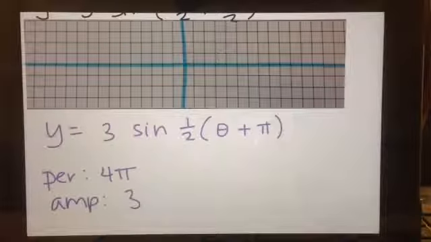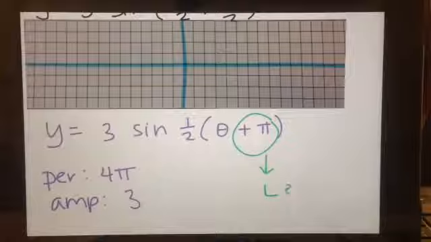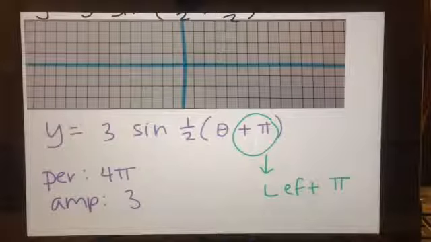So what we're going to do first is pretend that the movement here, this plus pi, that's going to mean that eventually we're going to move it left pi. We're going to pretend that that part of the problem is not even there. We're just going to do the graph with the period of 4 pi and the amplitude of 3. And then once we have those 5 points drawn, then we can move everything left pi because it's much easier to do it that way.